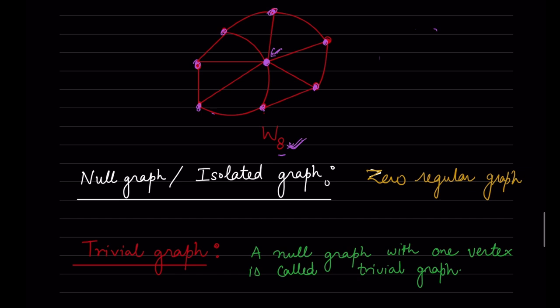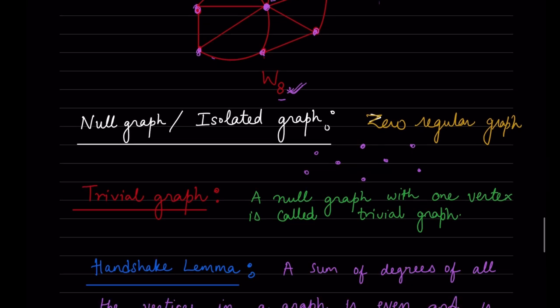Next is the null graph, also called an isolated graph or zero regular graph. A graph which is zero regular is called a null graph. This graph is a null graph, or we can also say isolated graph. Zero regular graph means there is no edge in the graph, so we can say that graph is called a null graph.